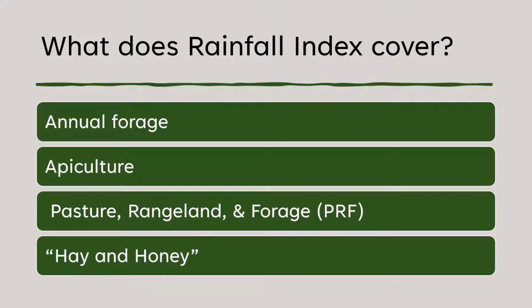So what does Rainfall Index cover? Like I mentioned, it's for annual forage, apiculture, and then pasture, rangeland, and forage, or PRF. So basically it's hay and honey is what you're insuring against loss of rain.